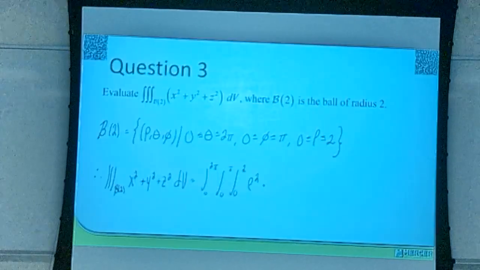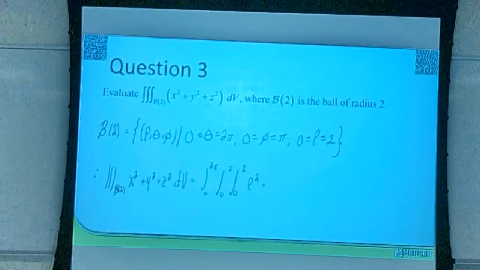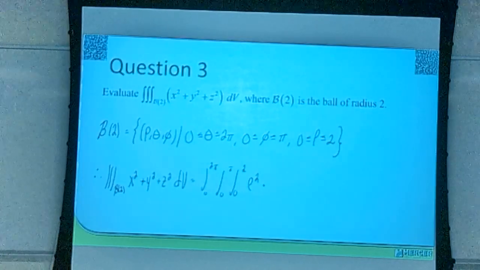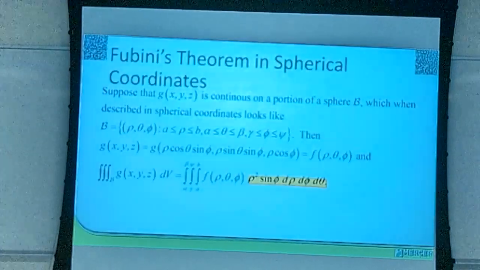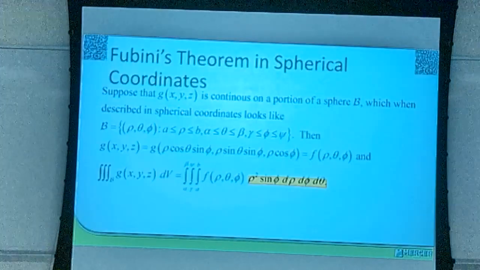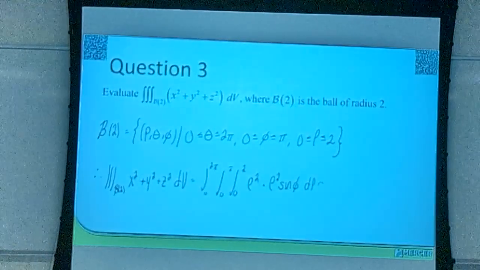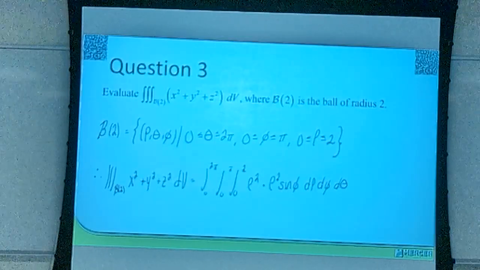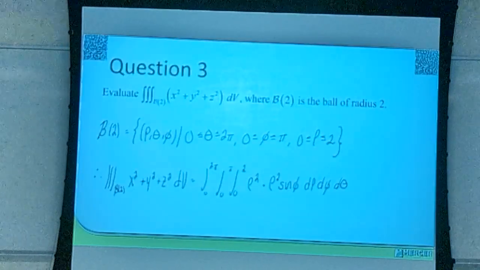What are you missing? Rho, no rho, something times... oh, sine. Oh, there's no theta, right? That's 2 pi. But then you have the integral of sine phi d phi from 0 to pi.